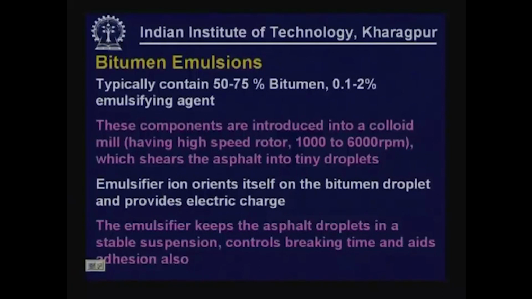So, this is the bitumen that is going to be available, how much quantity is required to coat a given aggregate, given surface. So, the corresponding quantity of emulsion has to be used, and it may also have about 0.1 to 2% emulsifying agent. Obviously, the rest is water.